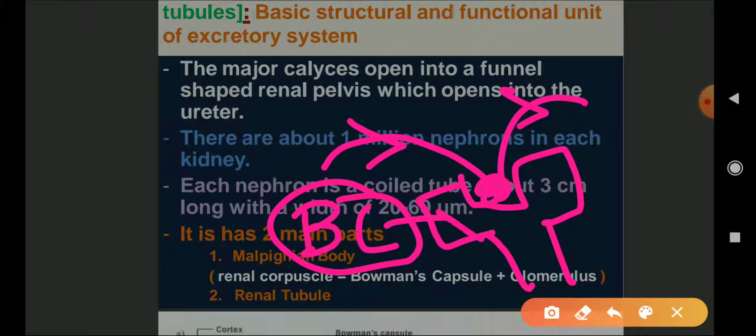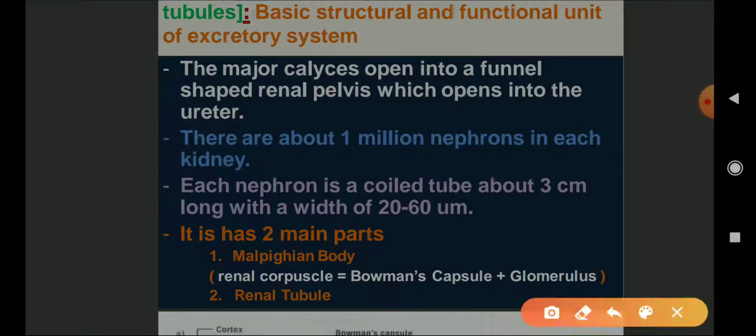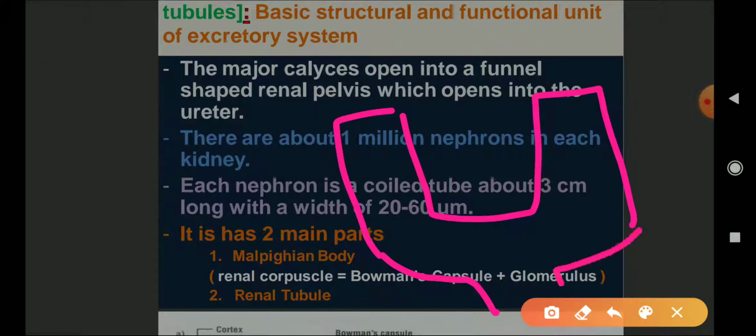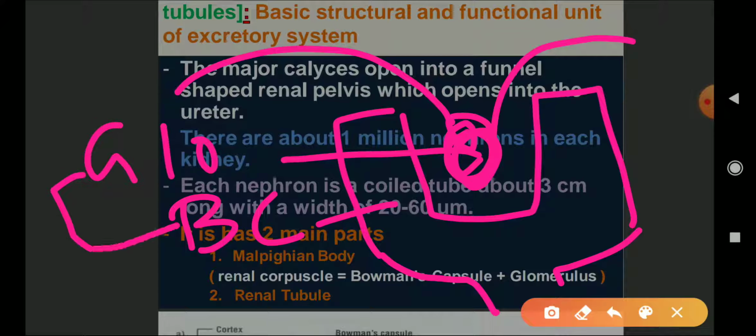So this cup-like structure is a part of nephron, but this part includes the Bowman capsule as well as the tuft of capillaries. Let me draw it once again. This is the Bowman capsule. What is entering inside? Blood vessel. What is it going to form? A tuft of capillaries, and then it comes out. This tuft of capillaries is known as glomerulus. Glomerulus and Bowman capsule together are known as Malpighian body. So what is Malpighian body? Malpighian body is a collective term used for glomerulus and Bowman capsule.